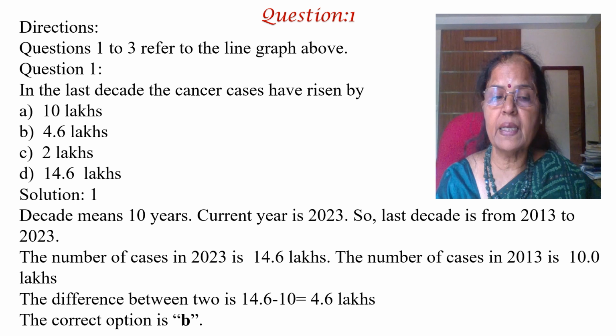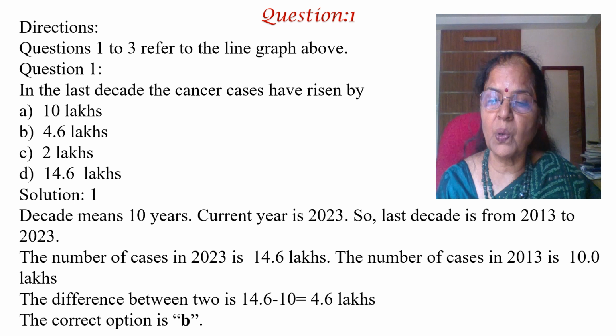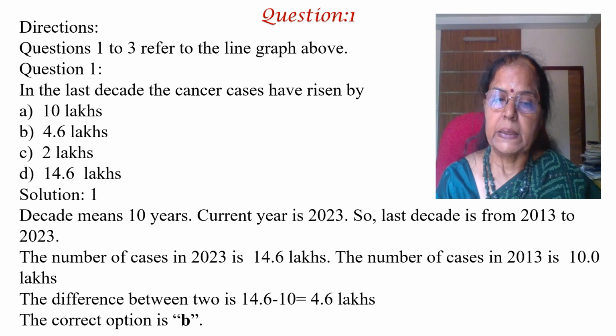Now question 1 is, in the last decade, the cancer cases have risen by A, B, C, D. 4 options are given. And for your convenience, I have worked out the solution in the same slide. So it doesn't mean that you immediately look into the solution. You try on your own and just look into the solution for checking your answer. That will be better for you. So how do we work it out?